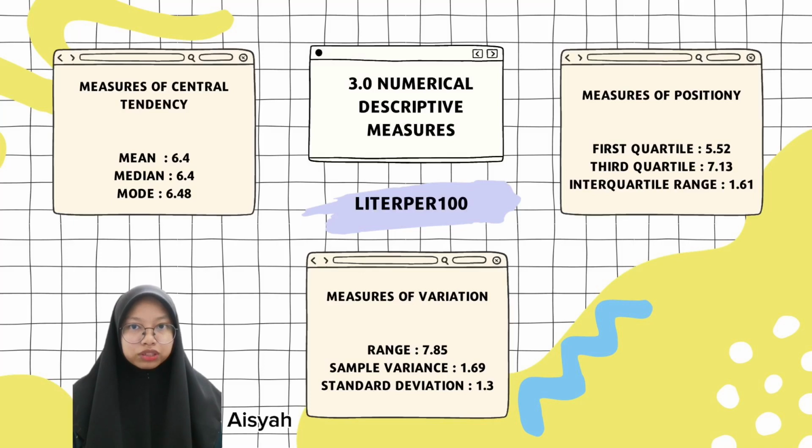I will present part 3.0, numerical description measures. For the measures of central tendency, we have mean, median, and mode. For the mean we get 6.4, median 6.4, and the mode 6.48. For the measure of position, the first quartile is 5.52, the third quartile 7.13, and the interquartile range is 1.61. And the last is measure of variation. For the range we get 7.85, sample variance 1.69, and standard deviation 1.3.